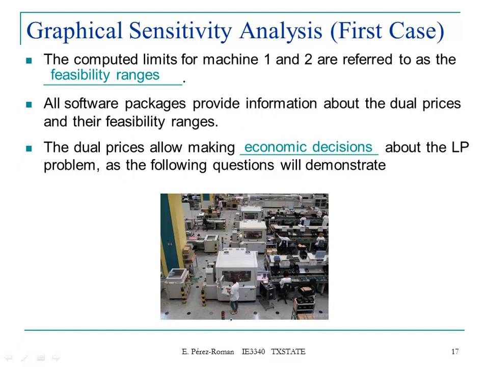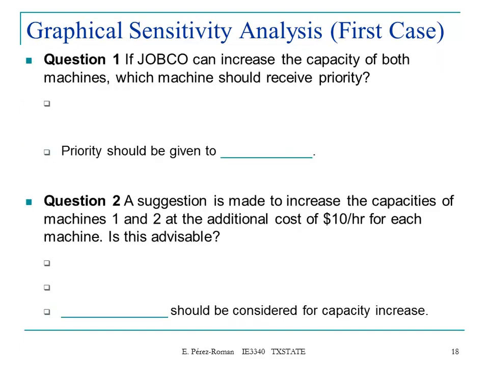Okay, so now comes the Q&A part of the class or lecture. So let me see if you can take what I showed in the lecture and use it to answer these questions. Okay, so question 1. If the job scope can increase the capacity of both machines, which machine should receive priority?